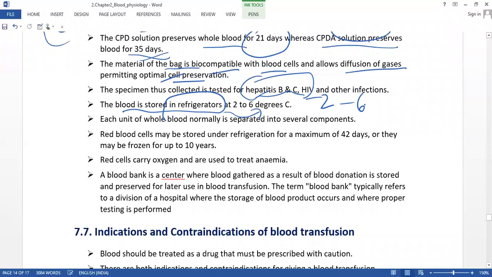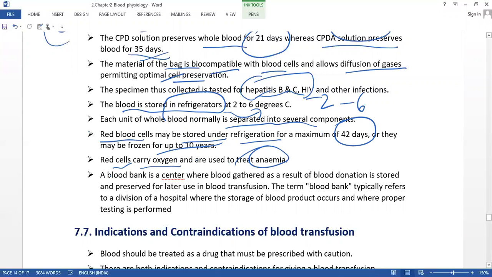Each unit of the whole blood is normally separated into several components. Red blood cells may be stored in the refrigerator for a maximum of 42 days. They may also be frozen for up to 10 years. Red blood cells carry oxygen, and they are used to treat anemia.